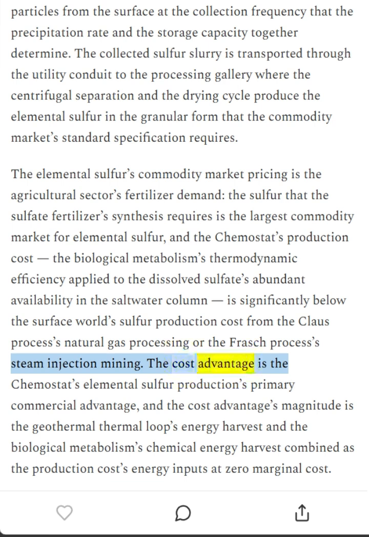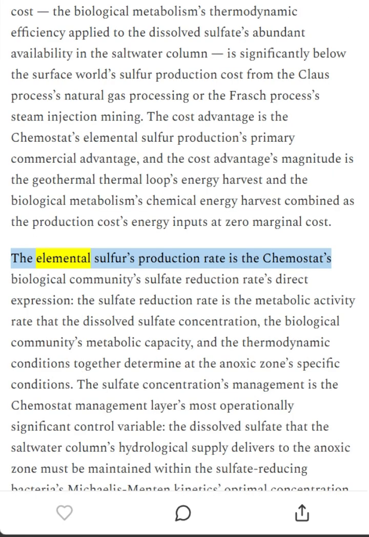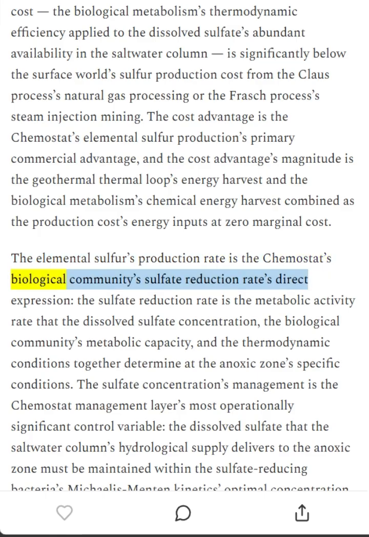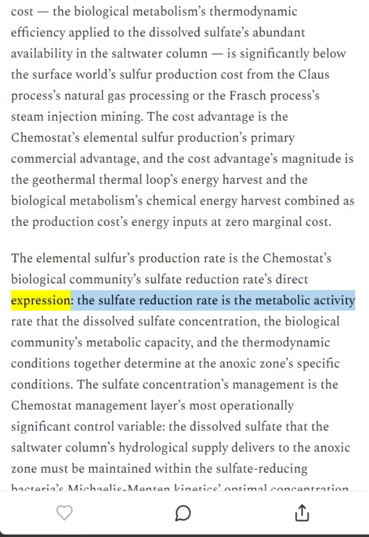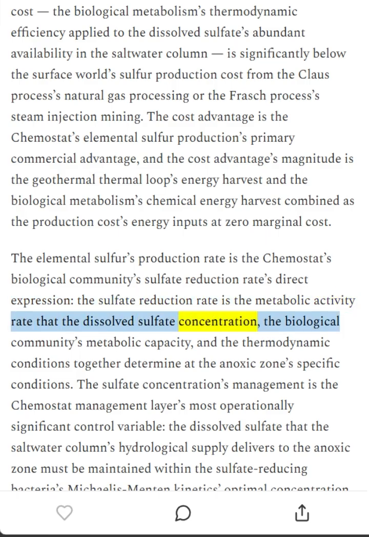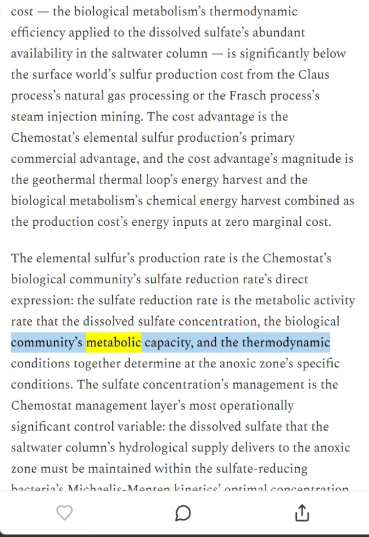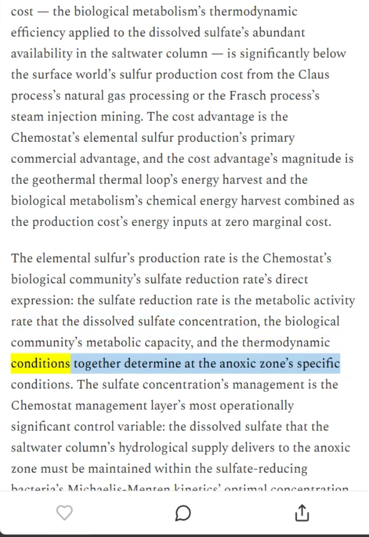The cost advantage is the chemostat's elemental sulfur production's primary commercial advantage, and the cost advantage's magnitude is the geothermal thermal loop's energy harvest and the biological metabolism's chemical energy harvest combined, as the production costs energy inputs at zero marginal cost. The elemental sulfur's production rate is the chemostat's biological community's sulfate reduction rate's direct expression. The sulfate reduction rate is the metabolic activity rate that the dissolved sulfate concentration, the biological community's metabolic capacity, and the thermodynamic conditions together determine at the anoxic zone's specific conditions.